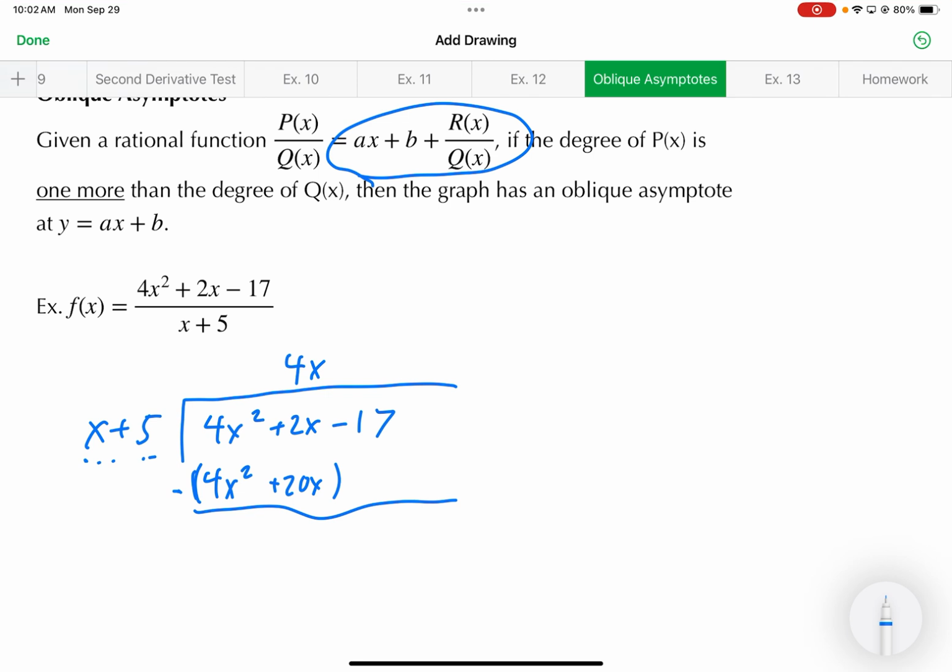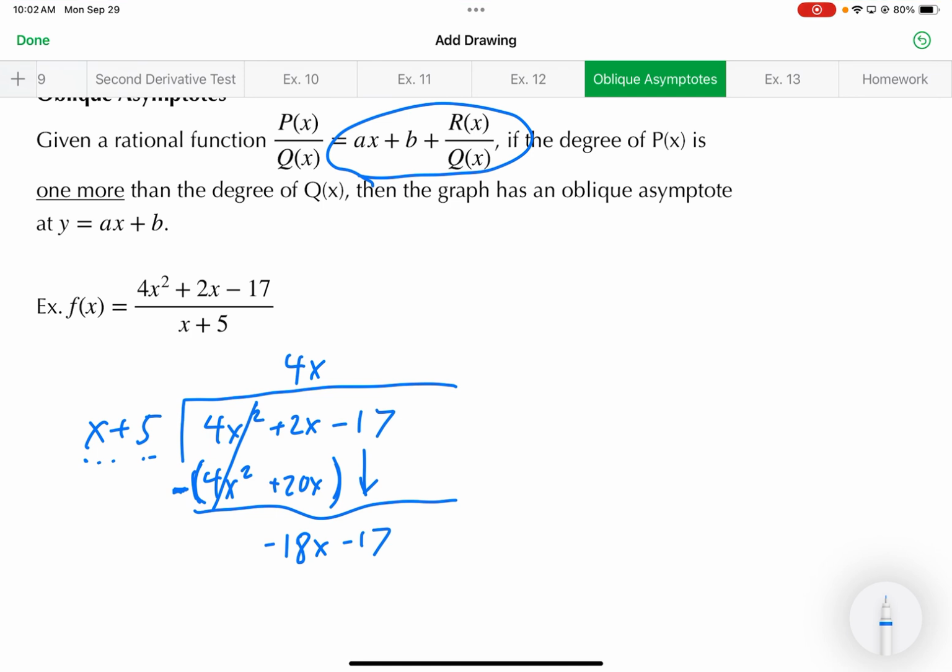Okay. So here's how I do it. Some math teachers do it differently. I put what we found on the inside of parentheses here, and I put a subtraction sign in front of it. Okay? So my 4x squareds cancel out. And then 2x minus 20x is going to give me negative 18x. Then what do I do with that negative 17? Bring it down.